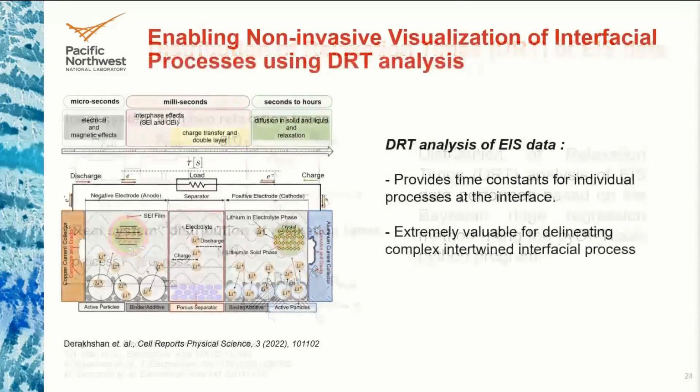And this has been a key application in many electrochemical technologies, but particularly in batteries, wherein it's very useful to characterize the interfacial components or all the other diffusion components, like I showed in this figure, as a function of time. So it's extremely valuable to delineate the complex intertwined interfacial processes, especially when you are able to collect at the single entity level during the reaction.